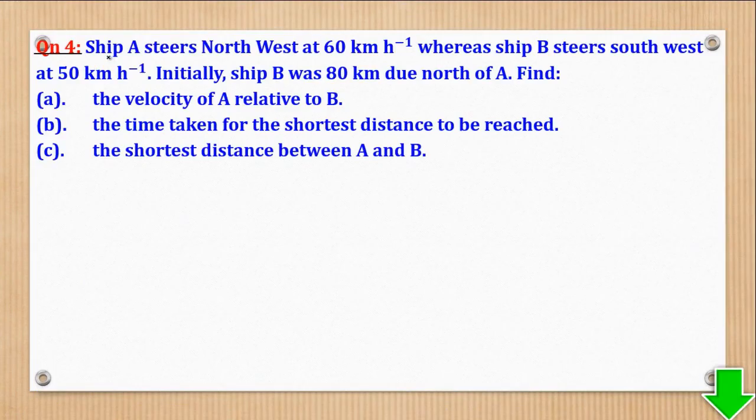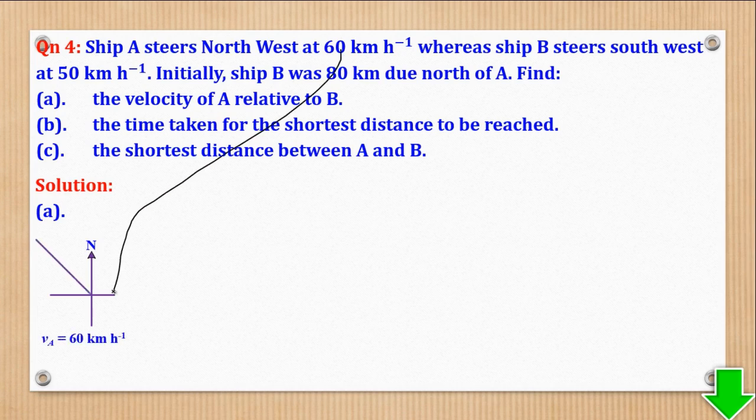Then question 4, ship A steers northwest at 60 kilometers per hour. Whereas ship B steers southwest at 50 kilometers per hour. Initially, ship B was 80 kilometers due north of A. Find Roman 1, the velocity of A relative to B, and Roman 2, the time taken for the shortest distance to be reached, and C, the shortest distance between A and B.